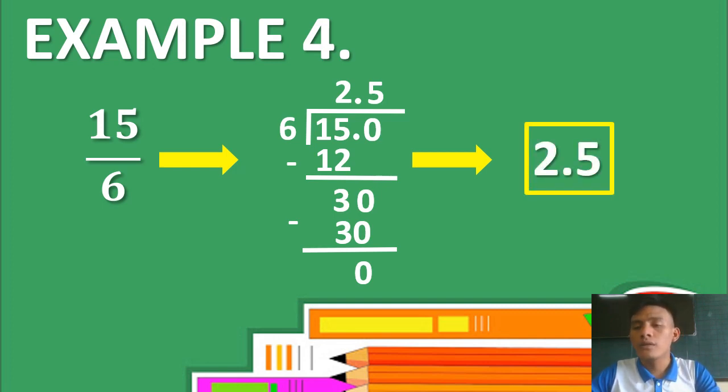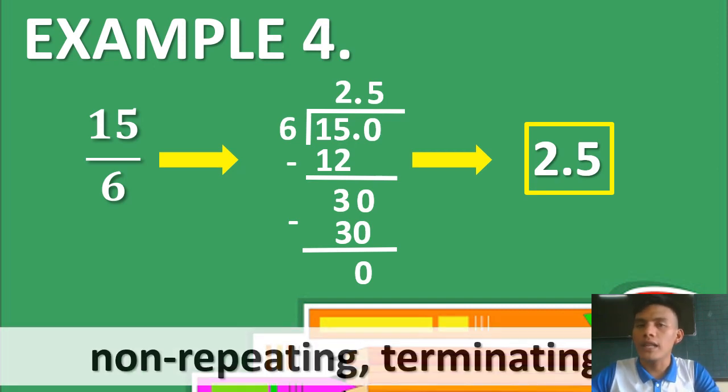So 2 is our whole number. 0.5 is our decimal part. 5 is not repeated, so our answer is non-repeating. And it is also a terminating number because the decimal number has an end.